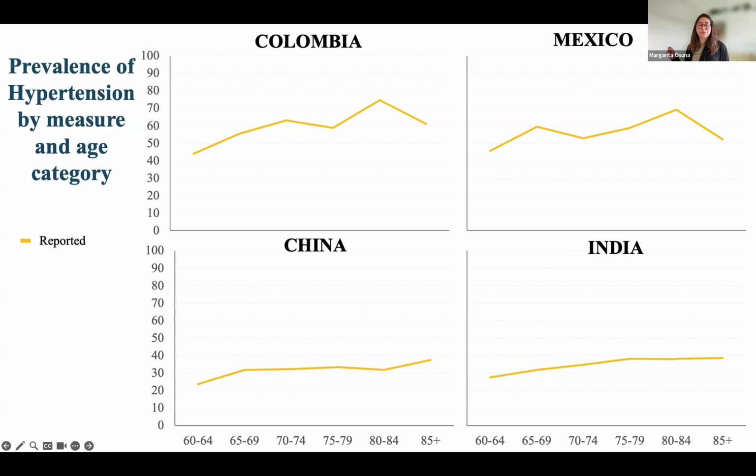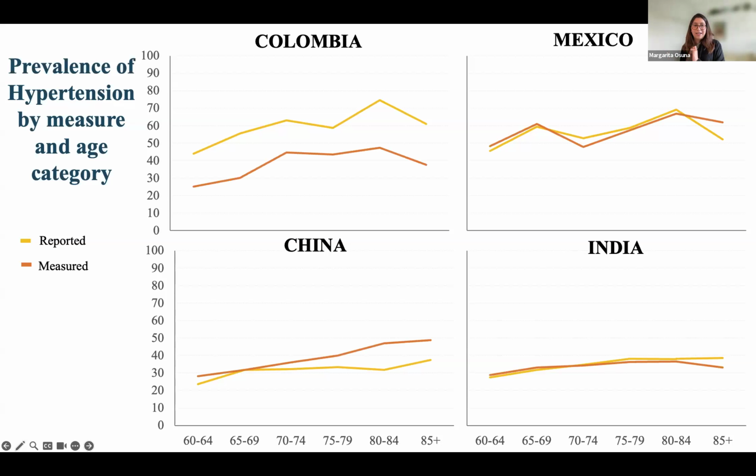And these yellow lines represent the reported prevalence of hypertension. So this would be what we would capture if we only looked at the self-reported disease. If I include the measured disease, then we can start to see some differences. For example, in Colombia, the self-reports are much higher across all age groups than the measured. In Mexico and India, they're similar. And in China, at older ages, we see that they separate, and measured hypertension is higher than reported.